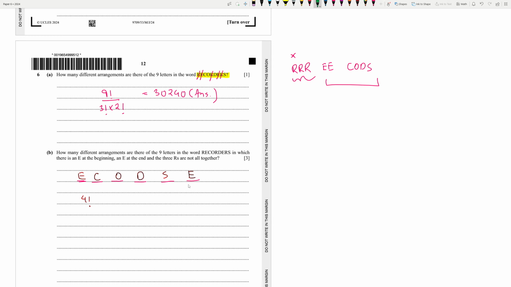They did not say not next to each other. So what does this mean? If it was said that they're not next to each other, then I would use this arrow method over here. But if they said that they are not next to each other, I would progress in this fashion. However, since they said that they are not all together, what does this specifically mean? That the three R's cannot be together side by side. That's what it means.